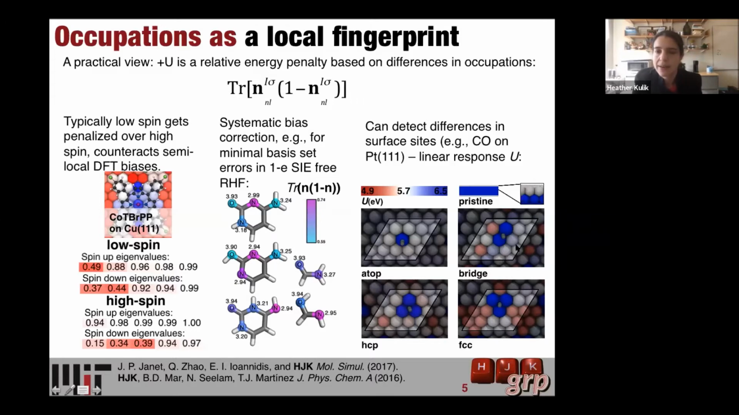And when I would say you would want to do that is if the computed U values differ by at least 1 eV from a practical perspective.